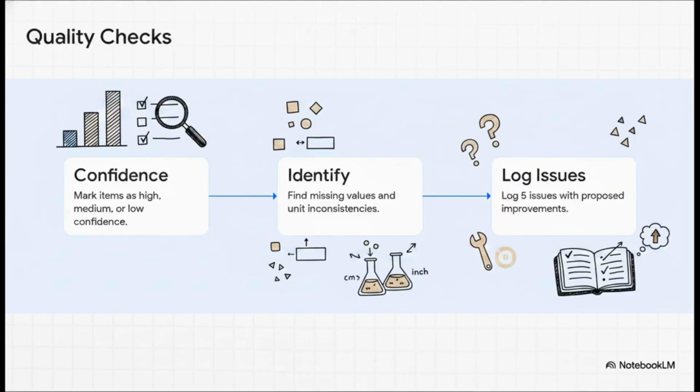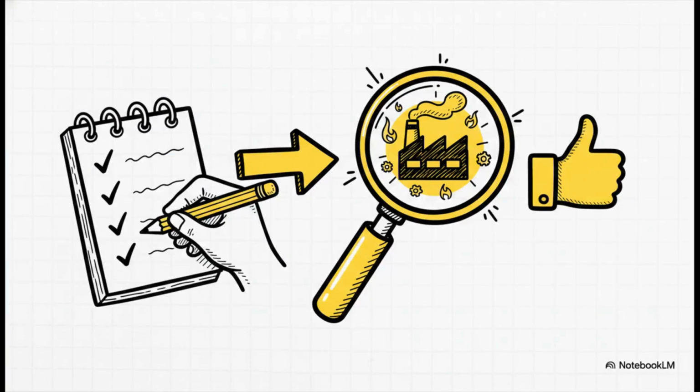So for your Activity 3 deliverables, here are your precise execution steps. First, go through your entire inventory and explicitly mark each item as high, medium, or low confidence, and be sure to explain why. Second, actively hunt down any missing values, questionable assumptions, or unit inconsistencies. And third, this is a specific requirement for your assignment, so listen up. You must generate a data quality log that documents at least 5 specific issues, right alongside your proposed ways to improve or document them. Now, you might be wondering why we're being quite so rigorous about all of this.